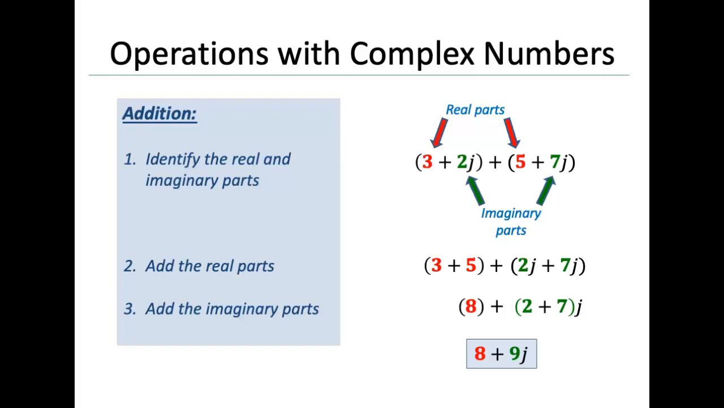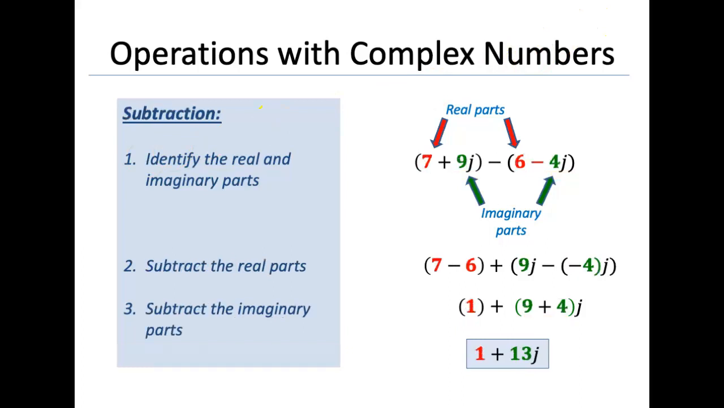So as you notice here in this problem, we have two real parts, the 3 in the first one and 5 in the second. So we're going to add those two real parts together to give us a total of 8. And then in the imaginary parts of these two complex numbers, we have 2j and 7j. So we're adding those two together. That gives us 9j. So that's our final answer, 8 plus 9j. So just match up real parts and imaginary parts and add those together.